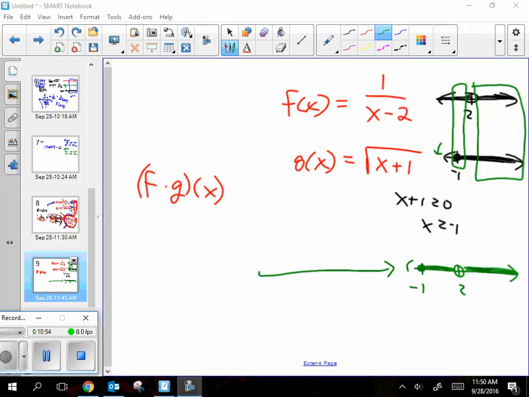Awesome. Then f times g of x was to multiply them: 1 over x minus 2 times root x plus 1. Do you get that I can multiply things without having a common denominator? I don't need a common denominator, so I'm just going to multiply them. Times across the top, times across the bottom: square root of x plus 1 over x minus 2. If you can factor it, you should, but you can't. So you don't, and therefore, nothing cancels.